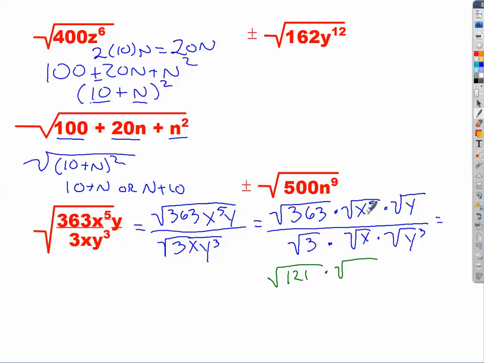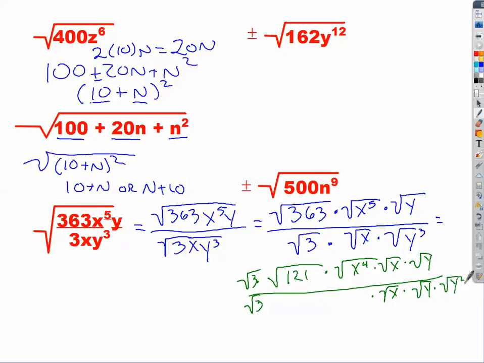How do I break x to the 5th apart? 4 and 1. Square root of x to the 4th times the square root of x times the square root of y. All over, oh, and I forgot the square root of 3 because 3 times 121 is the 363. And that's all over the square root of 3 times the square root of x times, well, how do I break the square root of y to the 3rd? What times what is equal? 2 and 1. So I have square root of y times the square root of y squared.